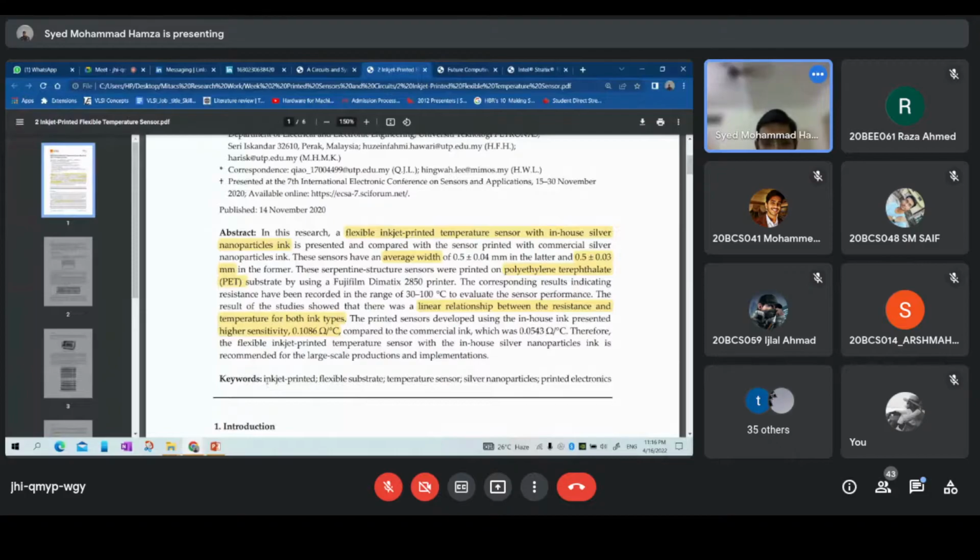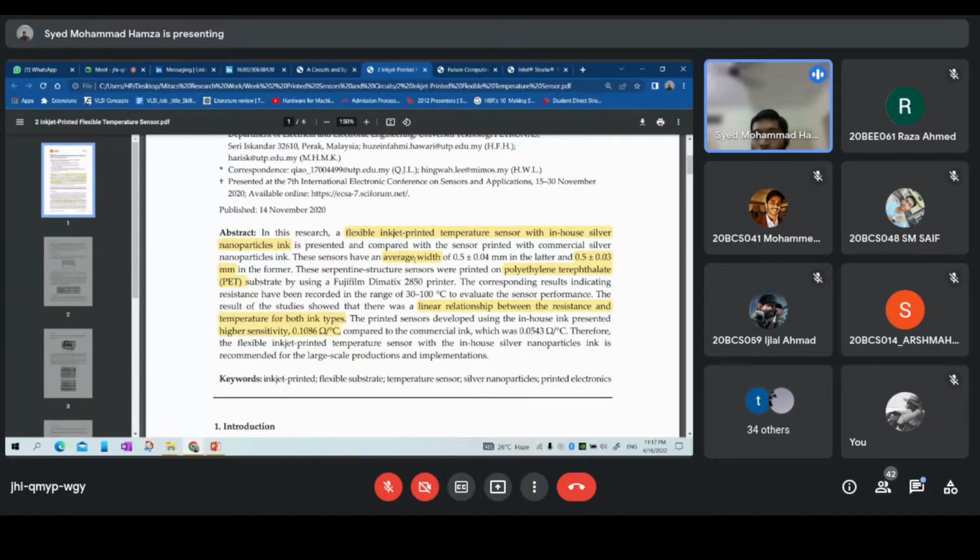For example, we see that it is written inkjet printed, flexible substrate, temperature sensor, silver nanoparticles, and printed electronics. For example, I have interest in printed electronics. So now there's an aha moment, and I will say, yes, I will read the paper because it says printed electronics. Then I'll go and read the abstract. It says, in this research, a flexible inkjet printed temperature sensor with in-house silver nanoparticle ink is presented and compared with the sensor printed with commercial silver nanoparticle ink. That's just the thing that we understood from the title itself.